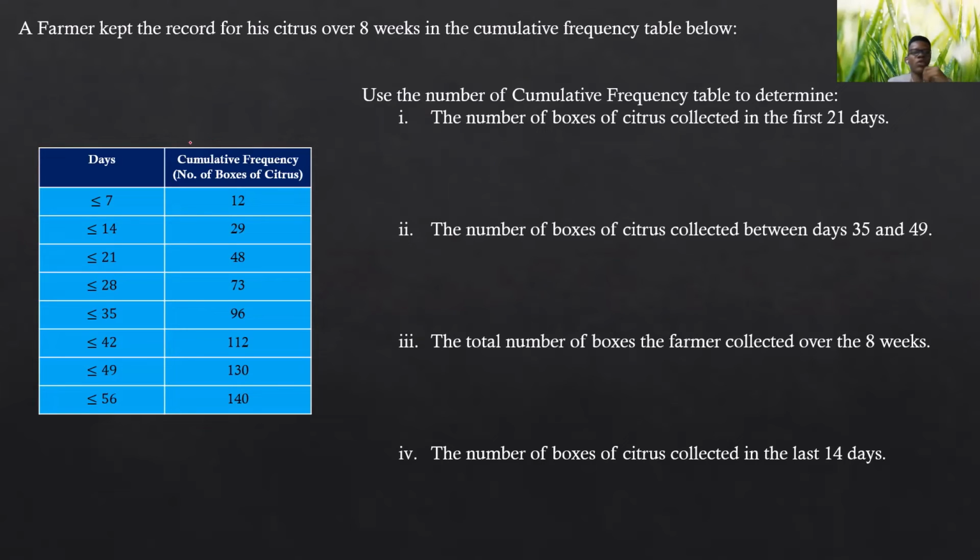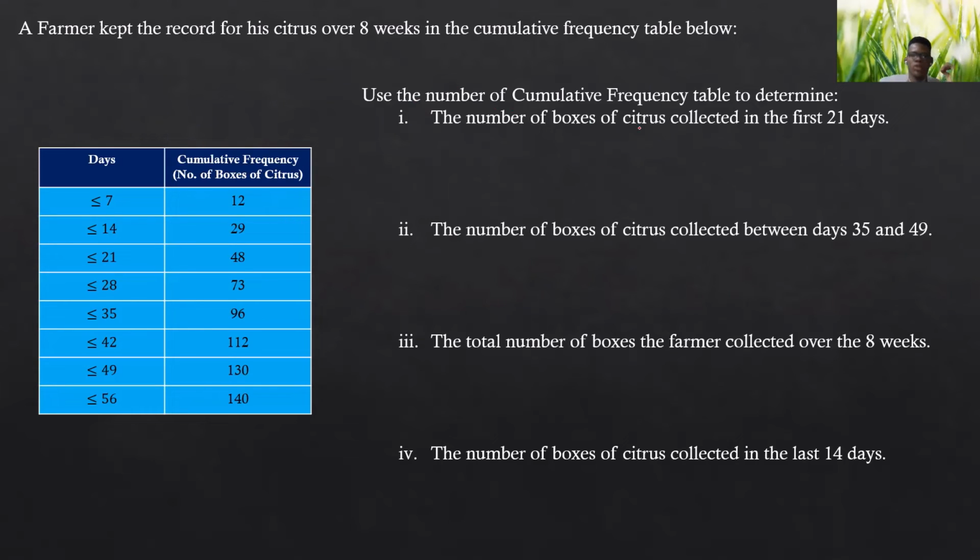So the cumulative frequency is the number of boxes, and your observation is the days, right? Now, notice how frequency or cumulative frequency in this case does not refer to number of persons. It's not always that frequency will be number of persons. In this case, it's the number of boxes because that's what he's counting, the number of boxes of citrus.